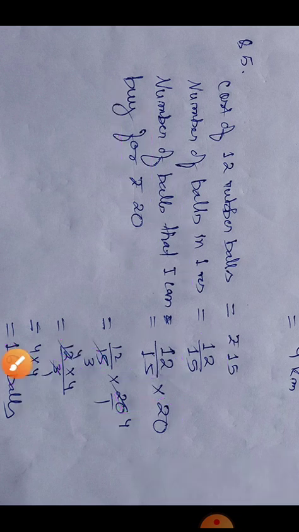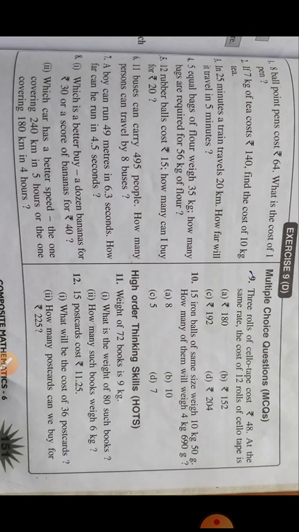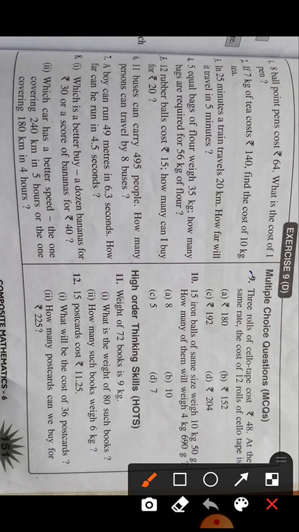Let us see another question. Another question we have is question number 7. A boy can run 49 meters in 6.3 seconds. So it is taking 6.3 seconds to cover 49 meters distance. How far can he run in 4.5 seconds? In this question also you have to find out in 1 second how much distance he can cover. You have to find out that one, and then you will multiply it with 4.5 seconds. So let us see the solution.